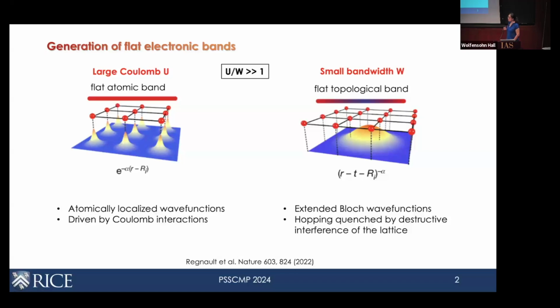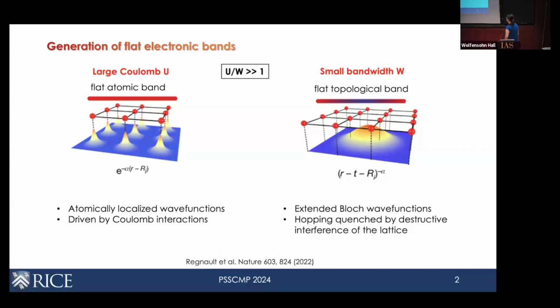which is that there are two limits to this. One is you can crank up the Coulomb interaction U, and what you will get are these atomically localized wave functions where they're not overlapping between sites. Or you can go to the other limit of crunching down W. And as I will show you, you can do this by effectively quenching the hopping, utilizing the destructive interference of the electronic wave function from interesting lattices.